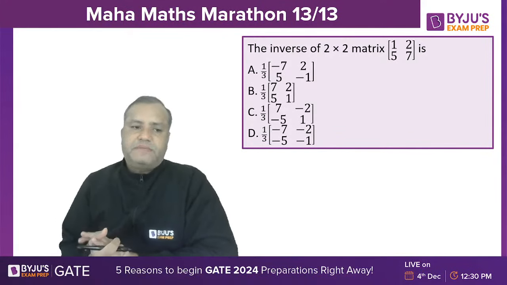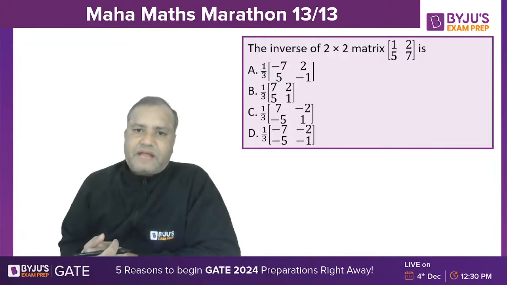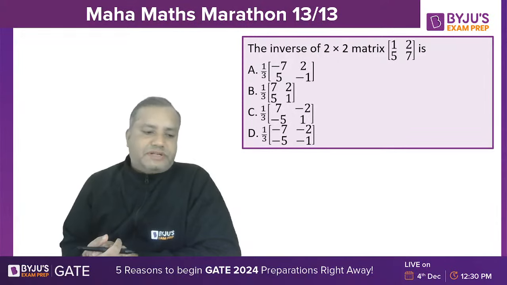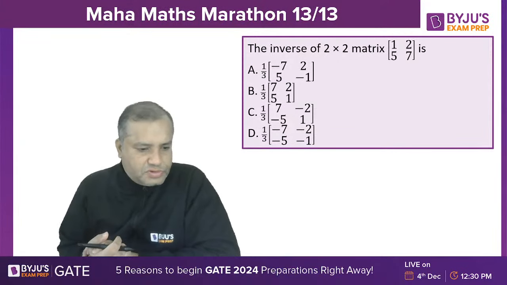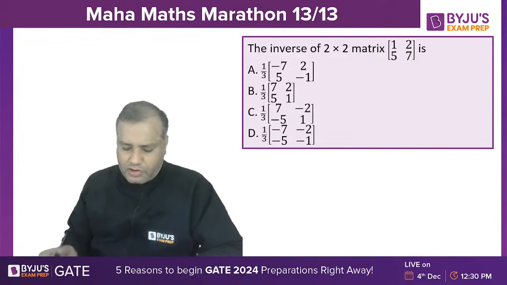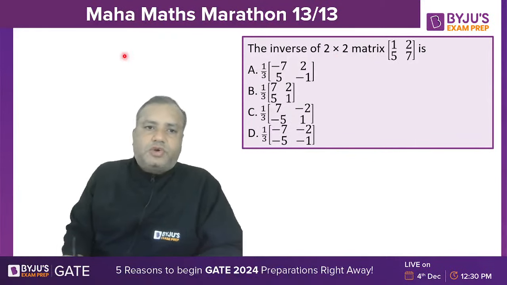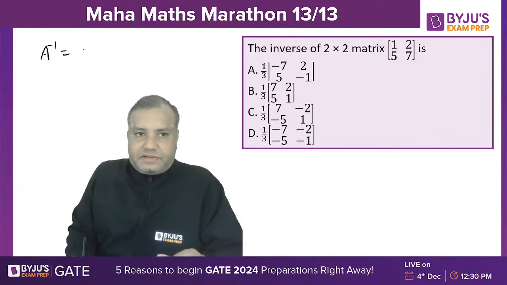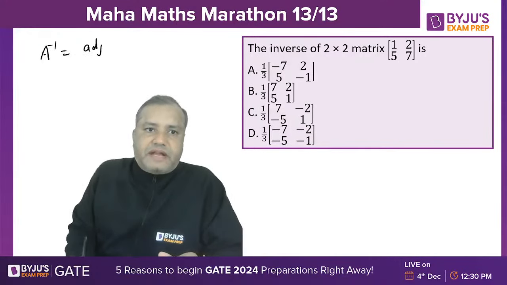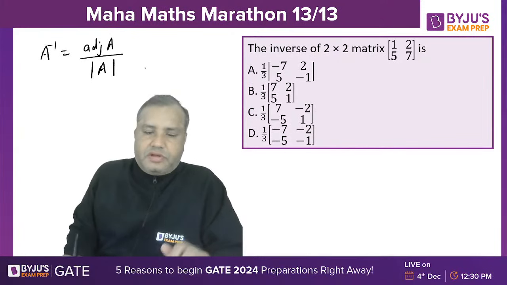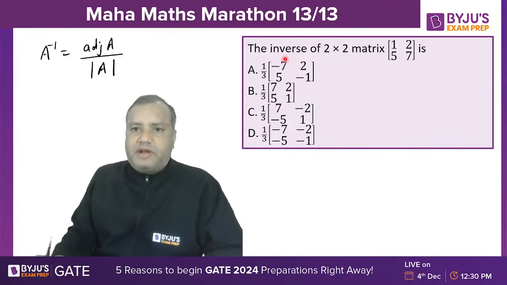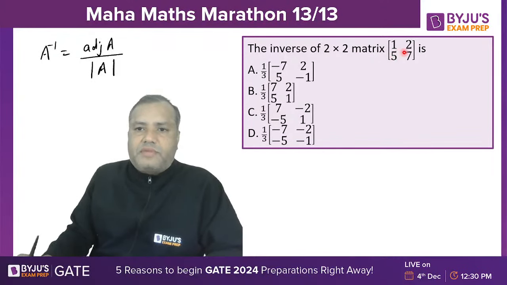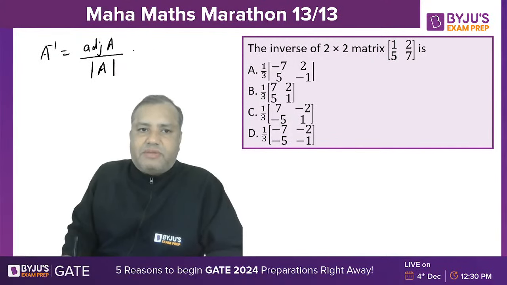Okay, this is a very simple question, and sometimes in civil and mechanical papers you can see such questions as well. Don't worry about that. This is a bonus for all of us. So the inverse of a 2 cross 2 matrix: if the inverse exists, then it is very simple, it is adjoint of A divided by determinant of A. How to calculate the determinant? So 7 minus 10, that will be minus 3.